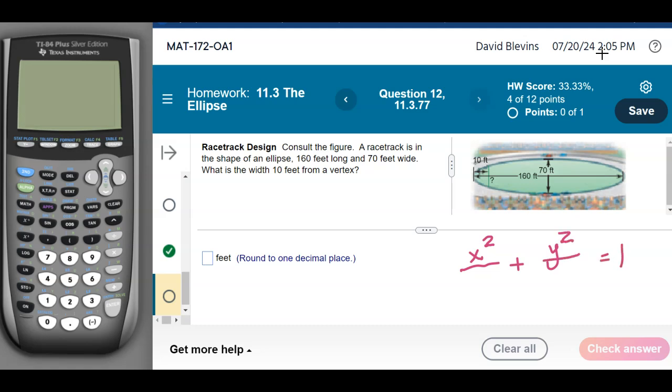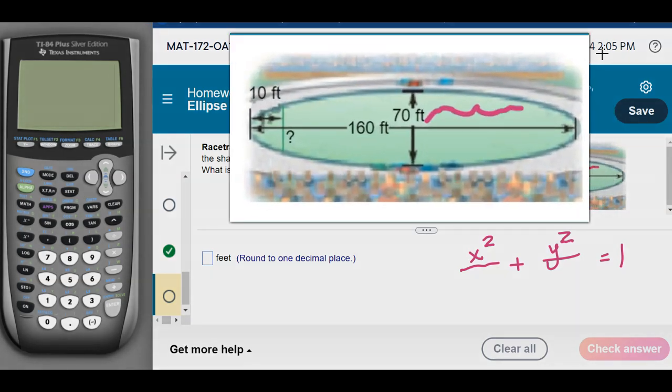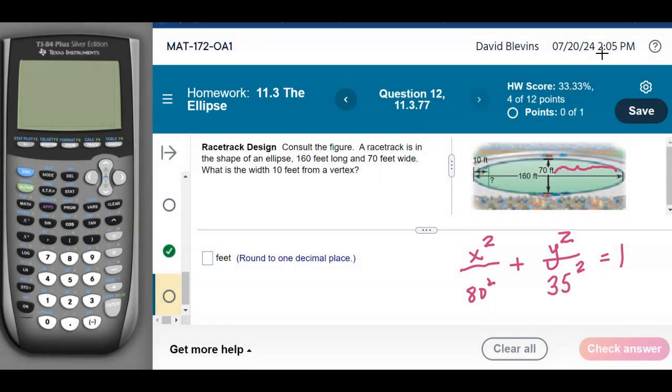Then your denominators are the square of the distance from the origin to the vertex, right? If this is 160 feet, that's going to be 80 squared for the denominator. And then up and down, that's 70 from the top to the bottom, so from the origin up is just 35. So I would just do 35 squared. 80 squared is 6,400, and 35 squared is 1225. So there's the equation that would model this ellipse.